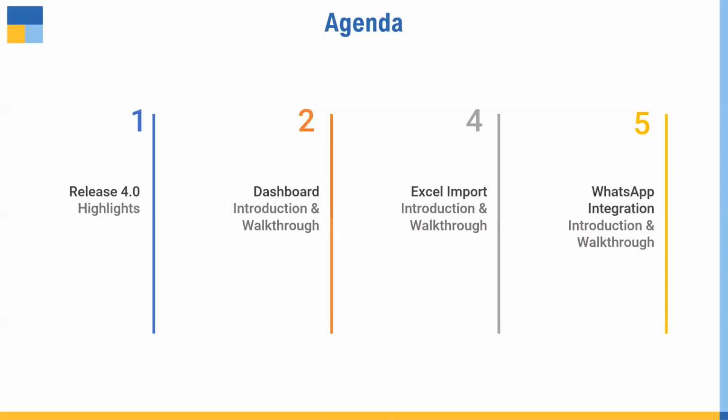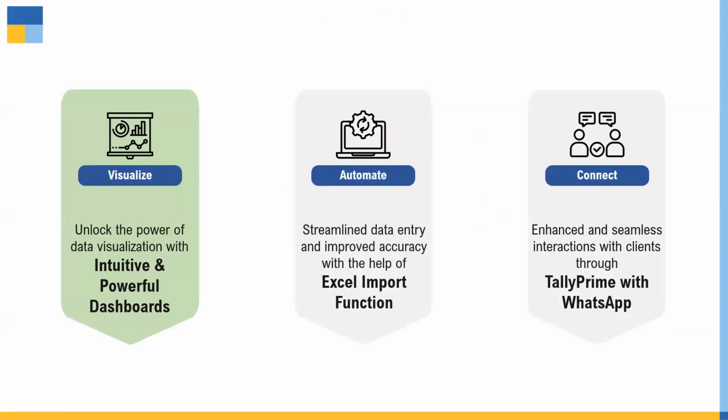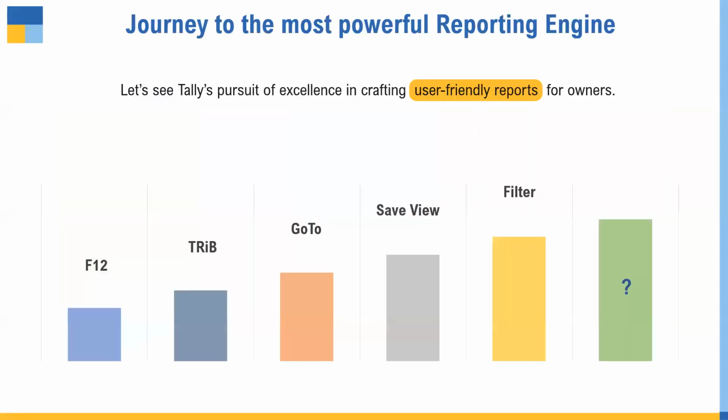In release 4.0, we have come up with three major things, which are a dashboard, Excel imports, and WhatsApp integration. So what exactly is the dashboard? You can talk to the existing customers or the prospects. It gives them an intuitive and powerful dashboard which helps them to visualize their data correctly in real time. We have come up with a few of these things in the last few years.